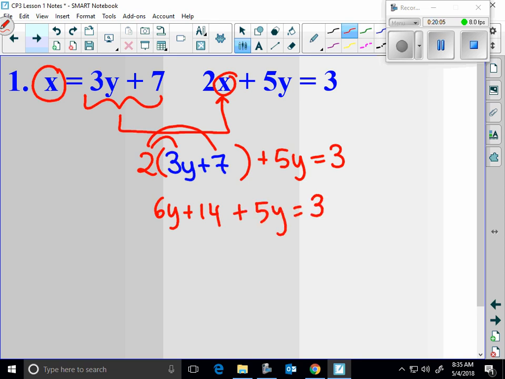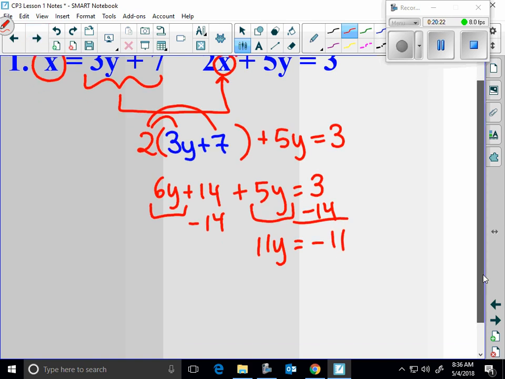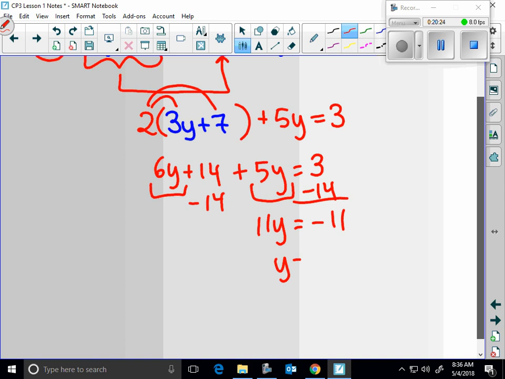Let's combine some like terms, yeah? So how many y's do I have? I got 11y. If I subtracted 14 from 3, negative 11, what would y equal? Yeah, y equals negative 1. Okay, so I got half of the coordinate where those cross.